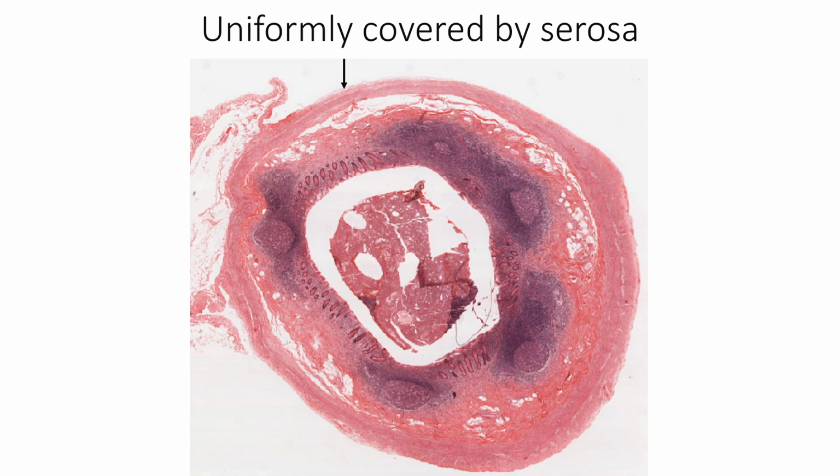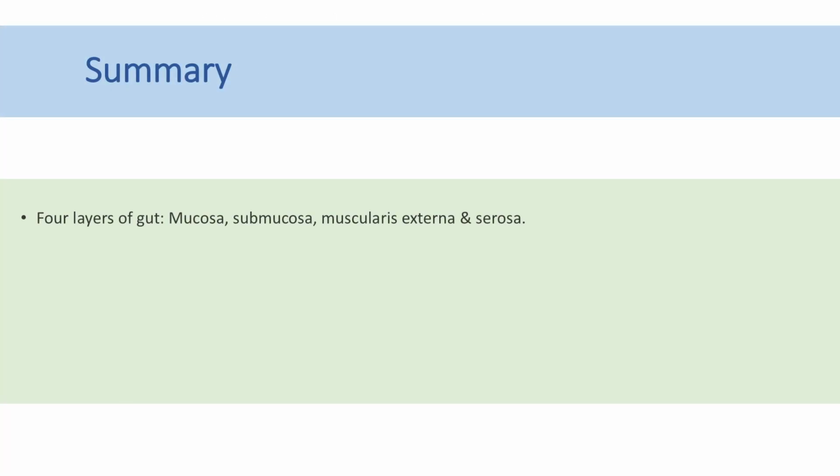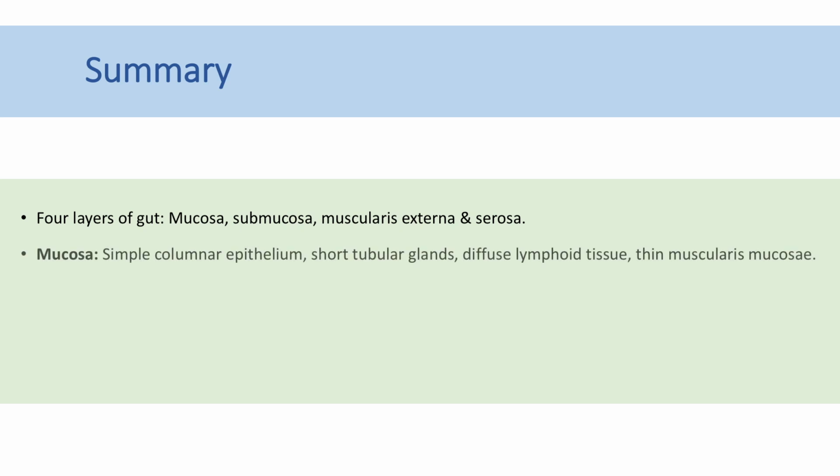So quickly recalling what we have seen so far, wall of the vermiform appendix shows the same 4 layers of gut, that is from inside outwards: mucosa, submucosa, muscularis externa, and serosa. Mucosa shows simple columnar lining epithelium, short tubular glands, diffuse lymphoid tissue, and thin muscularis mucosae.